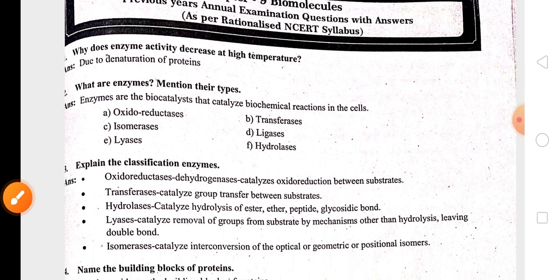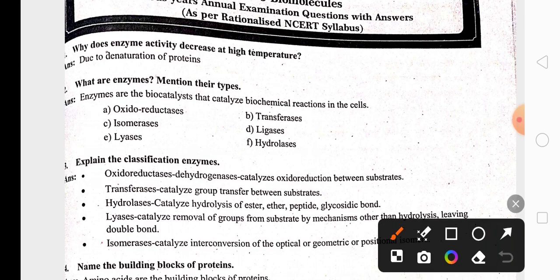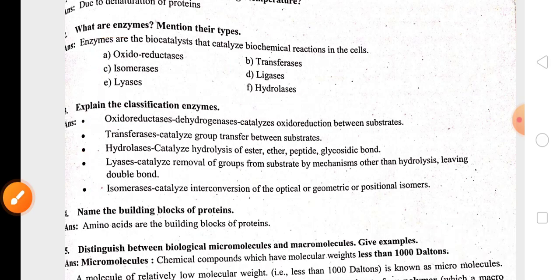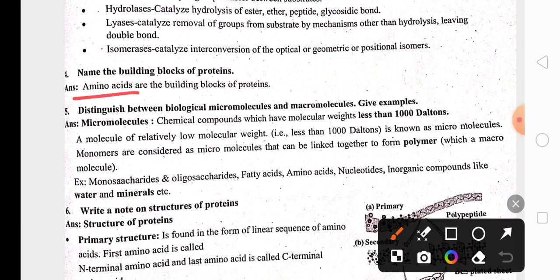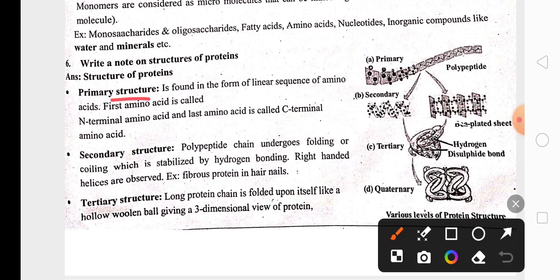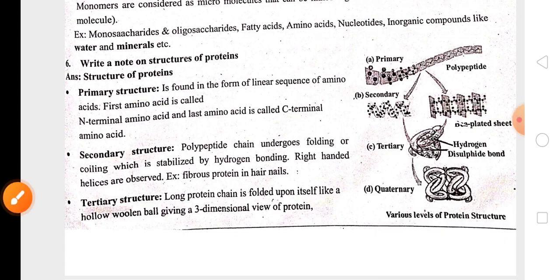Then from the biomolecules chapter, remember the enzyme activity decreases at high temperature because the protein gets denatured. Enzyme definition and its types, nothing but classification, is very very important for 5 marks. Then the building blocks of proteins are amino acids, remember that. Then the difference between micromolecules and macromolecules is also very important to the exam. If the molecular weight is less than 10,000 Dalton, it is a micromolecule. If it is more, then it is called a macromolecule. Then remember about the structure of protein. It is studied in 4 levels: primary structure, secondary structure, tertiary structure, and quaternary structure.